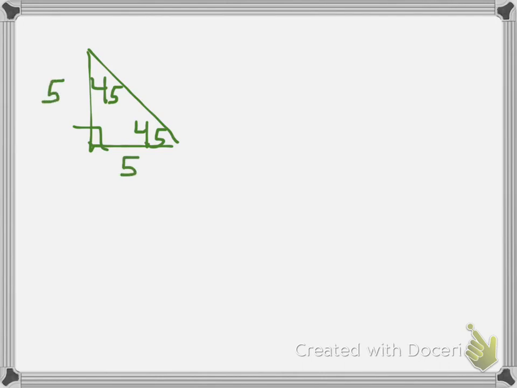Let's try it for the 45, 45. Alright, so you got this. Let's pretend this is 5. Well, these are always equal, so this would be 5. And then this hypotenuse would be 5 times square root of 2.